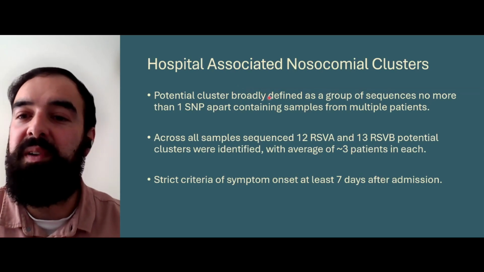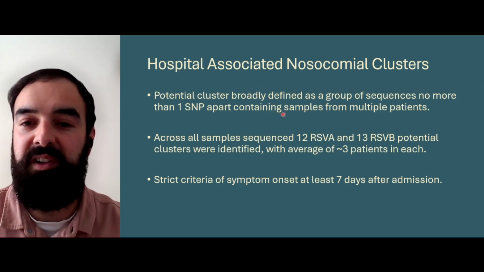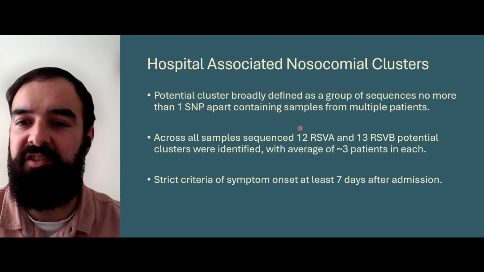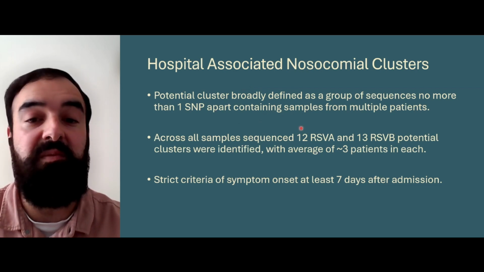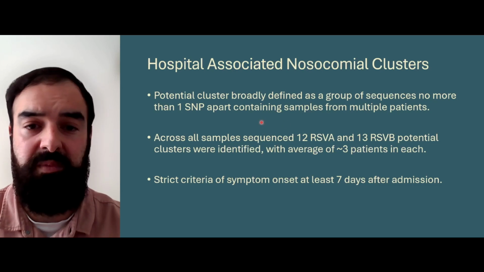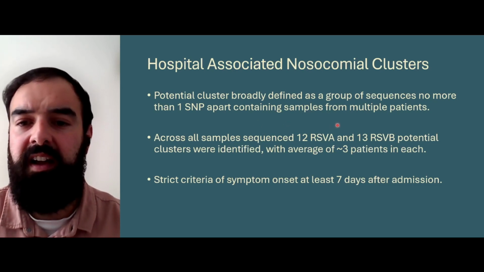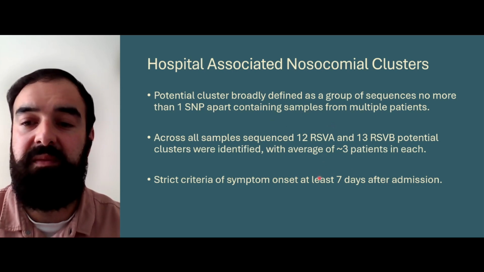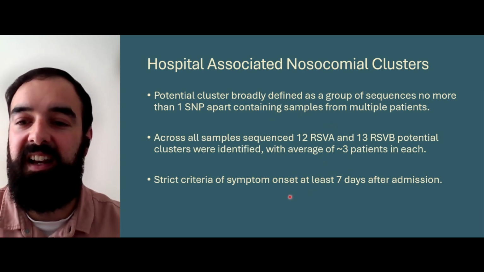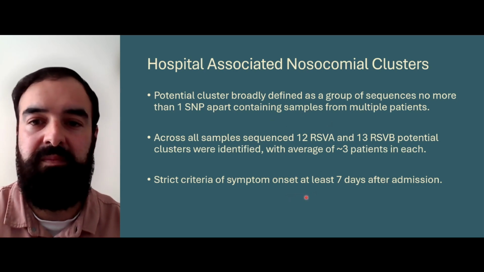Another neat thing about the rapidity and flexibility of amplicon sequencing is that you can investigate potential hospital-acquired infection clusters. So we closely examined the phylogenetic trees produced in this study for sequences that derived from multiple patients but were tightly clustered together, typically ones that were only one SNP apart. And this gave us about 24 potential clusters in our cohort. However, if you filter these by having symptom onset at least 7 days after admission, that leaves no clear nosocomial clusters that we have detected at the Royal Infirmary.